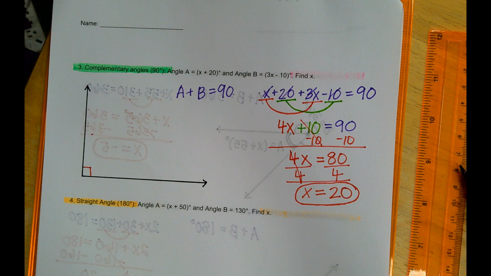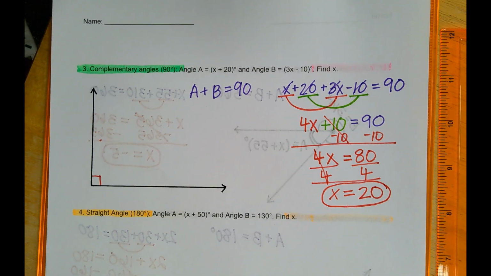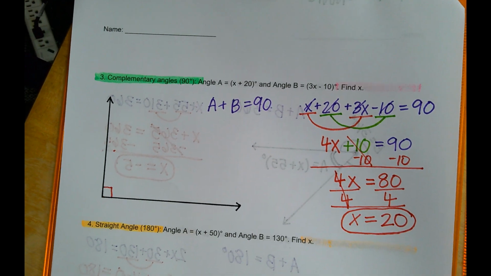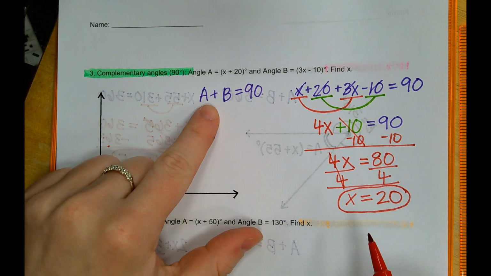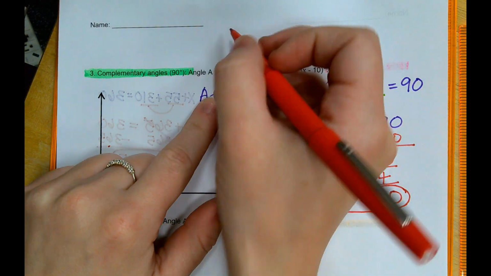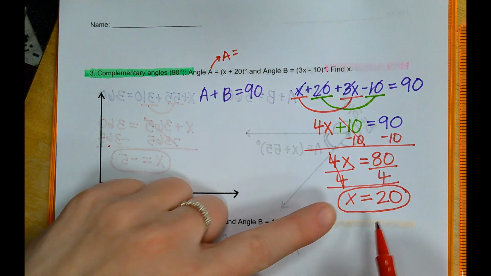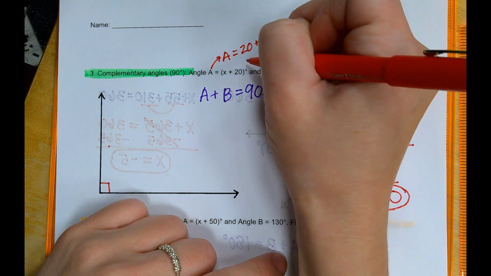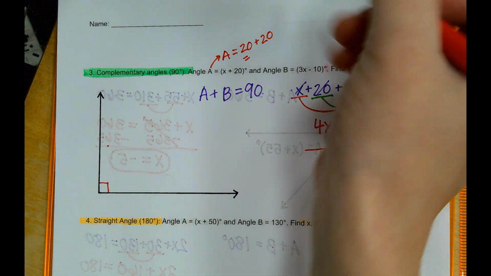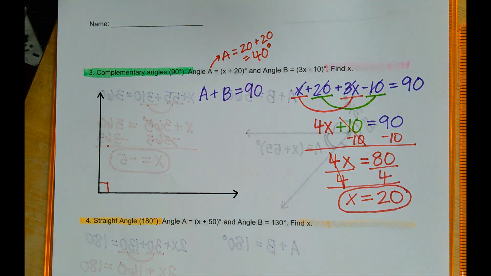All right, so we know our x. Now we just need to use that x to figure out one of our angles before we draw our picture. So which one do you want to figure out, A or B? I agree. A is going to be easier to find. So A is 20 plus 20. What would that give me? 40 degrees. Perfect. Okay, so now we can draw a picture.